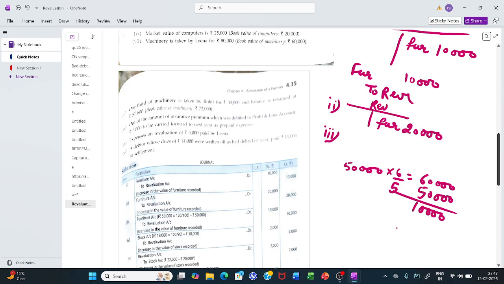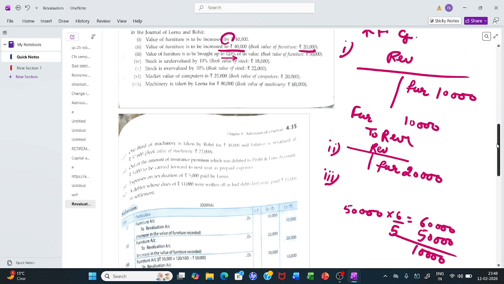This adjustment is there in the current year sample paper also. They have told that the present value is less than what it should be. So it's brought up to 120%. So whatever it is, we need to increase it by 20% in a way. On the other hand, 20% of 50,000, 10,000 can also be presented here. Next, stock is undervalued by 10%.